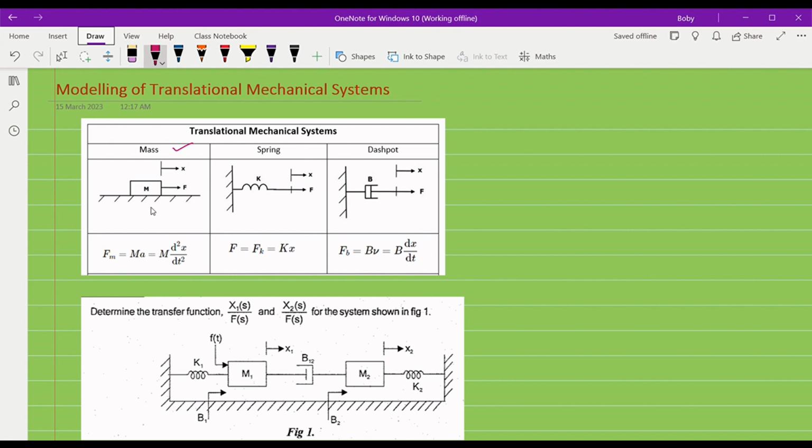In the case of mass, the opposing force, we all know, is given by Fm equal to m into a, where a is the acceleration and m is the mass. That is also equal to m into d square x divided by dt square. In the case of spring, Fk is equal to k into x. And in the case of dashpot, Fb is equal to b into v. v is nothing but velocity, so that is b into dx by dt. So these are the three different elements available in translational mechanical systems: mass, spring and dashpot.